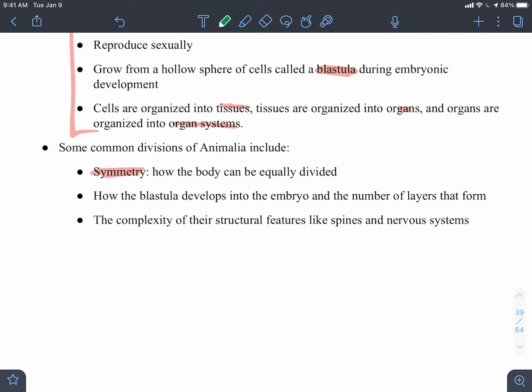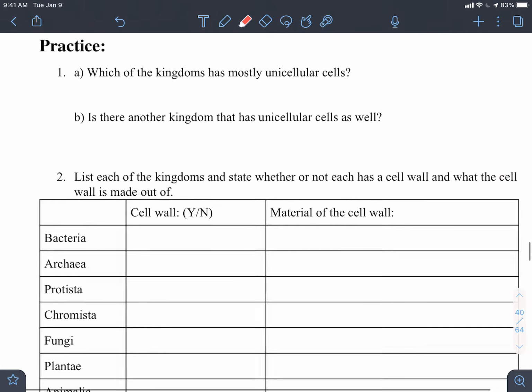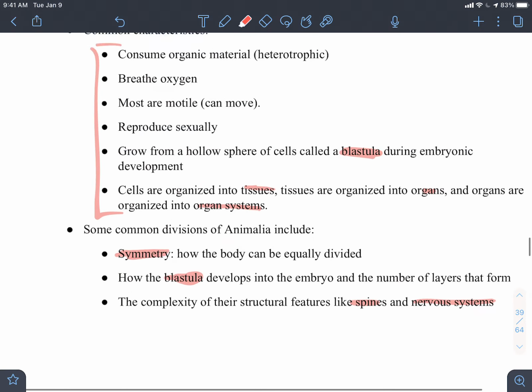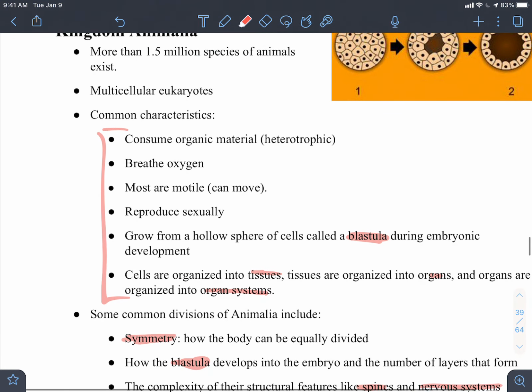There's also a discussion when dividing up animals into different sections about how that blastula develops. What kind of layers form in there? What do those layers do? And then we might look at how complicated features like spines and nervous systems develop. So that's everything I have to say about animals and plants and funguses.